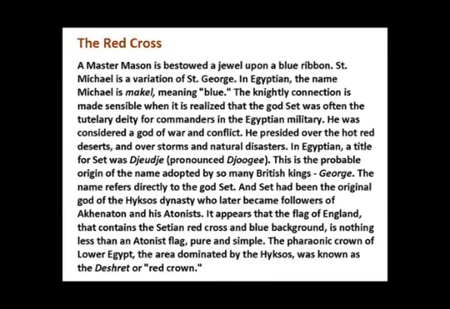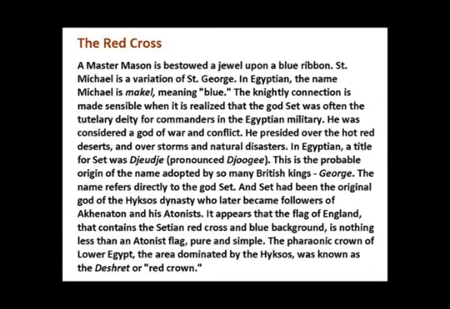The knightly connection is made sensible when it is realized that the god Set was often the tutelary deity for commanders in the Egyptian military. He was considered a god of war and conflict. He presided over the hot red deserts and over storms and natural disasters. In Egyptian, a title for Set was Djuji. This is the probable origin of the name adopted by so many British kings, George.